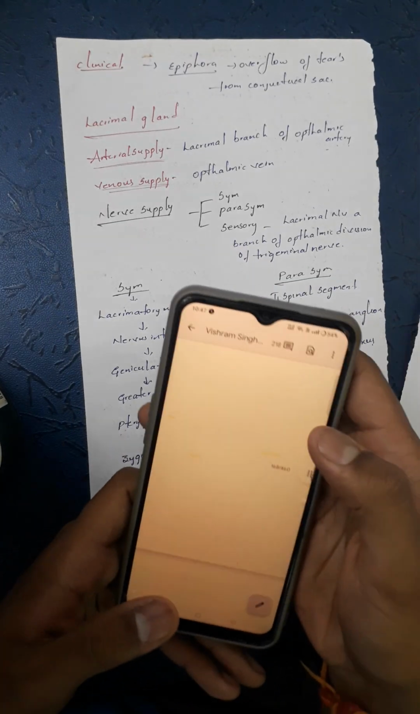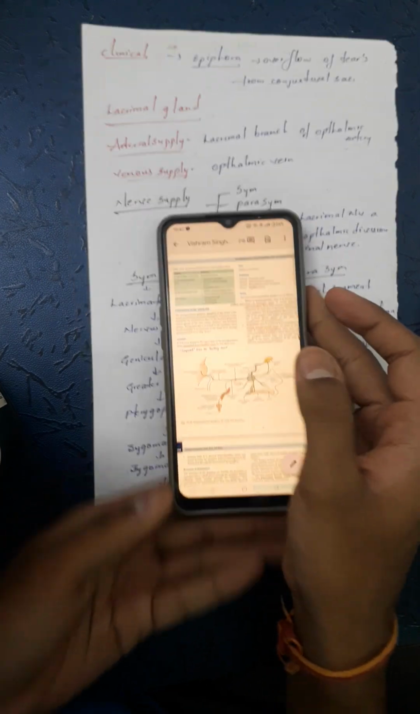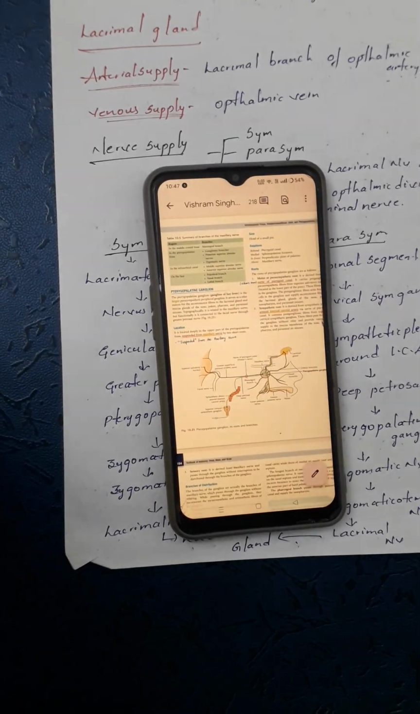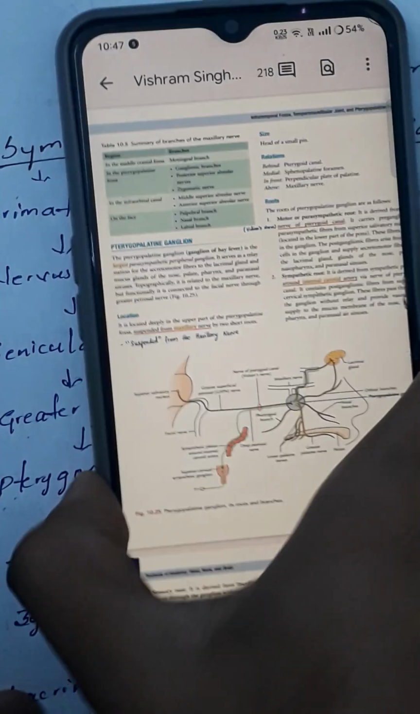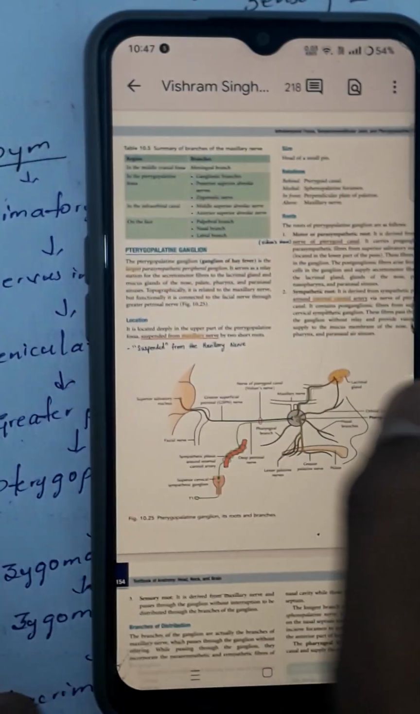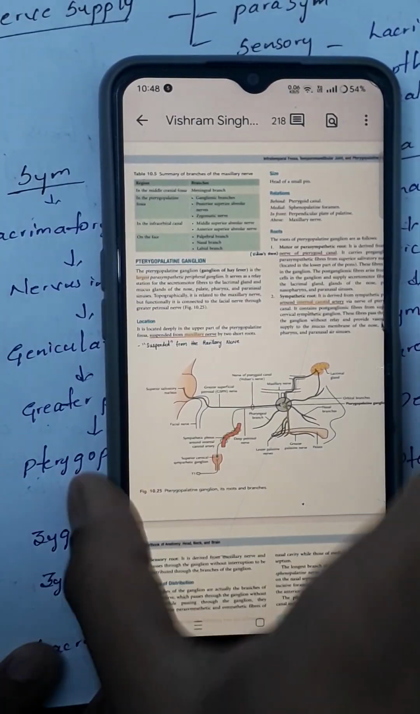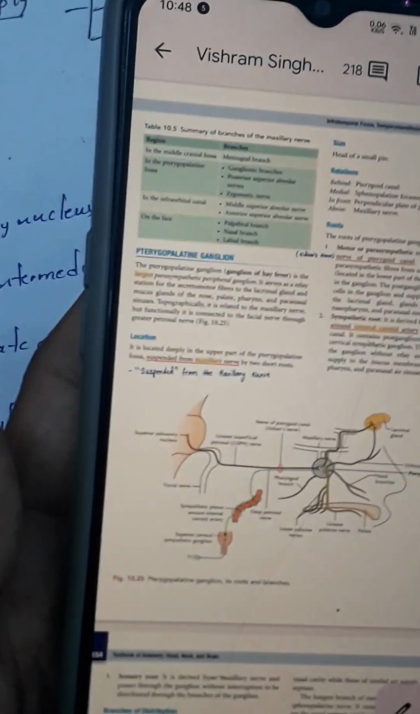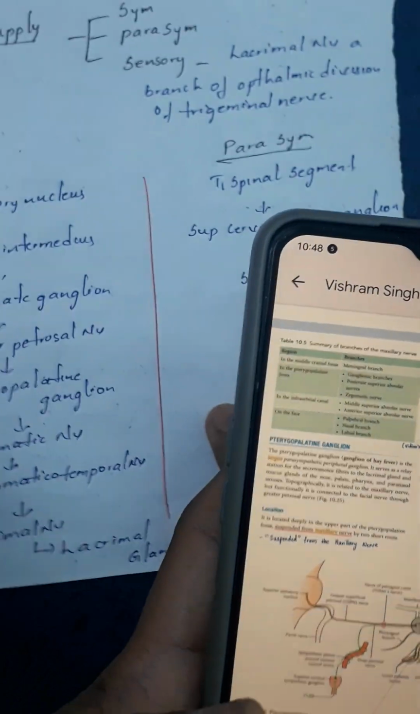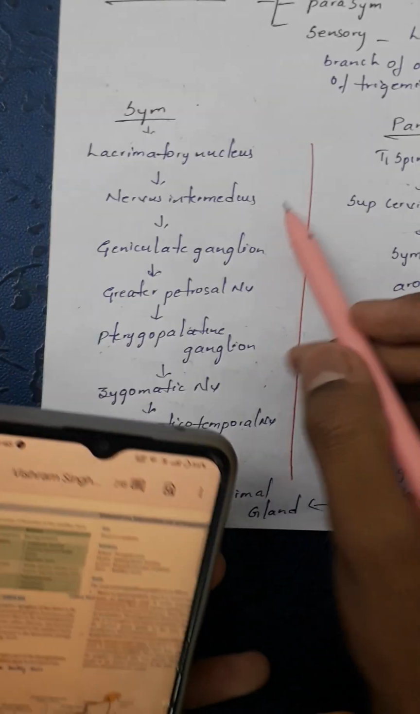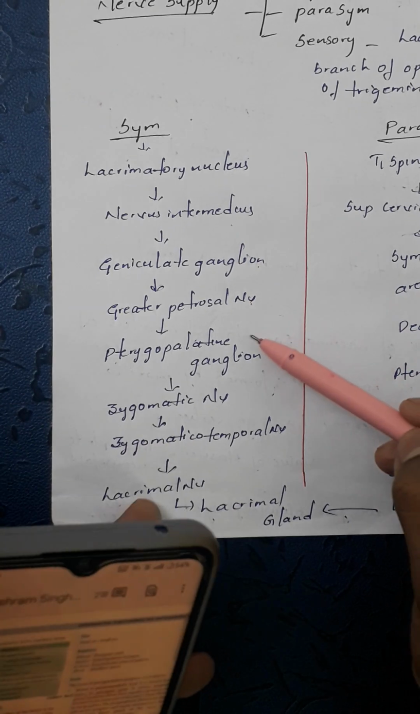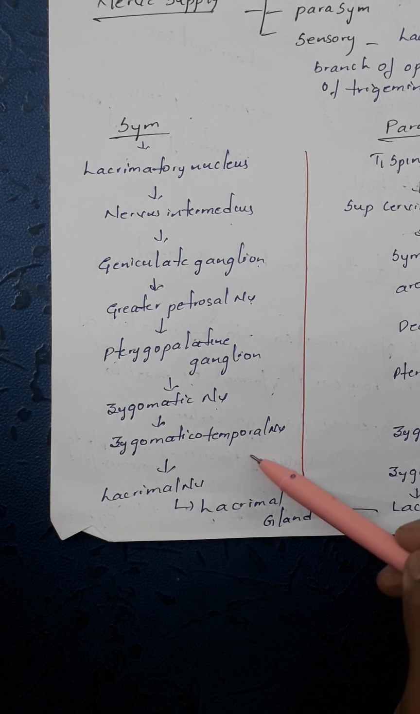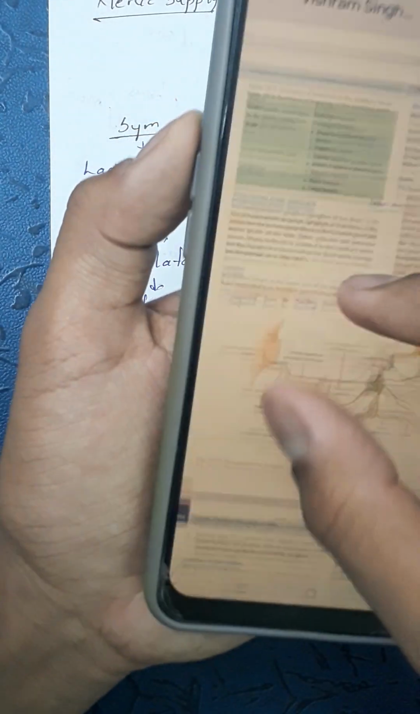Hope you can see it. What is the parasympathetic pathway? It passes via the lacrimatory nucleus, nervus intermedius, geniculate ganglion, greater petrosal nerve, pterygopalatine ganglion, zygomatic nerve, zygomaticotemporal nerve, lacrimal nerve and lacrimal gland. I'm going to show you here.